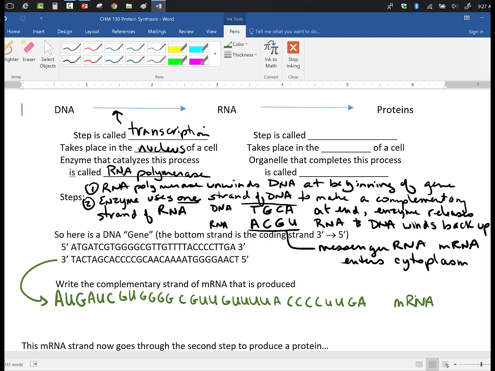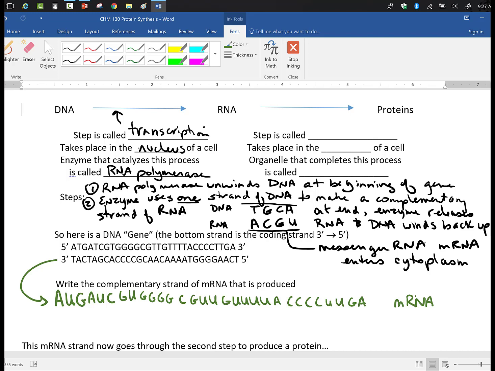Okay, so everybody went through and did the list. And that's all you're really doing, just matching from that coding strand. You're just making a complementary piece. There's a beginning, there's an end. So the RNA polymerase releases this new mRNA and it goes out into the cytoplasm. So here we're going to do the second step.